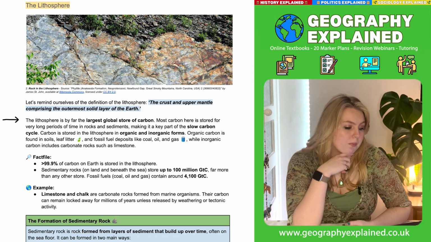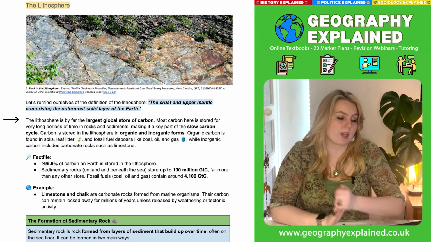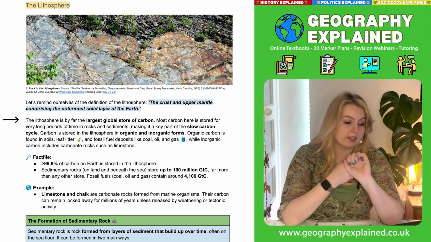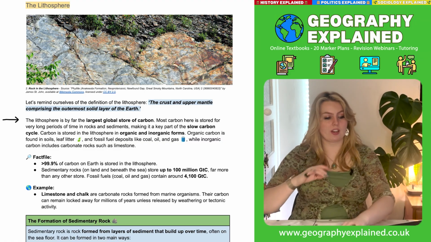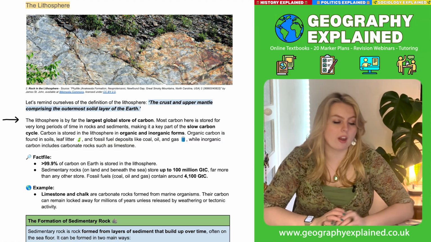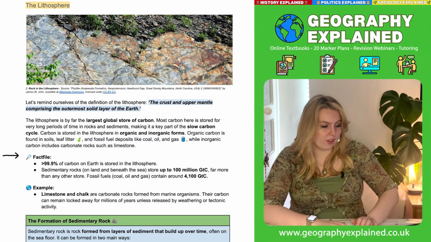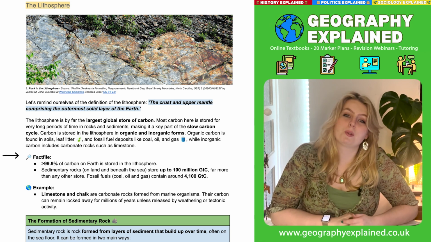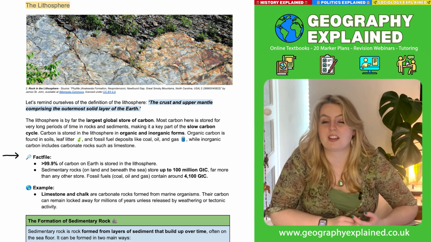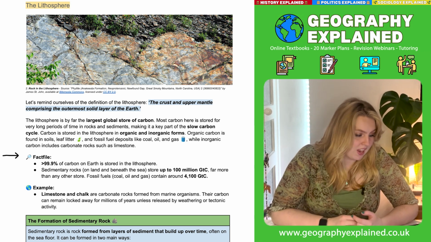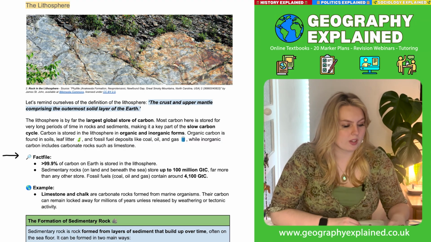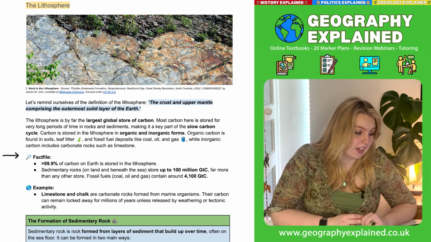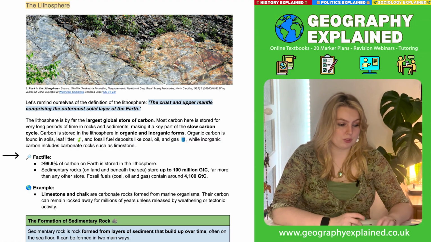So organic carbon can be found in things like soils and leaf litter, and also things like fossil fuel deposits of coal, oil and gas, but inorganic carbon is going to include your carbonate rocks, including things like limestone. So in our fact file, to put a number to just how big that store is, over 99.9% of carbon on Earth is stored in the lithosphere, so that's absolutely mega. Sedimentary rocks on land and beneath the sea store up to 100 million GTC, which is again absolutely huge.